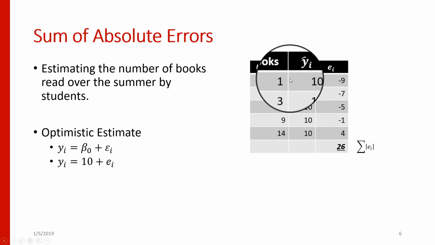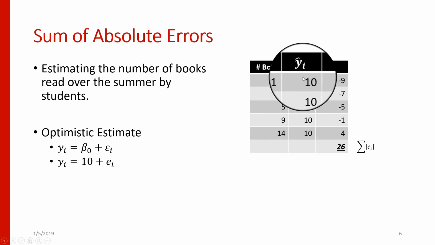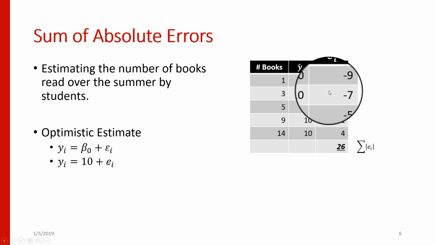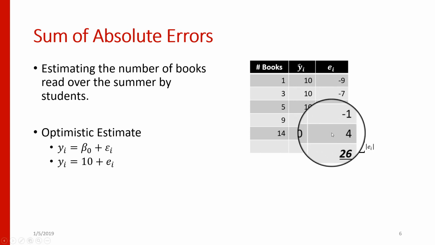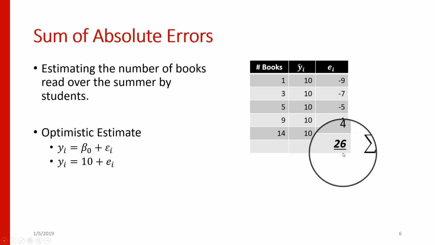So maybe I take an optimistic estimate. Maybe I'm a teacher who thinks my students are really intrinsically motivated, and I'm going to estimate they all read 10 books over the summer. Well, now this is going to lead to a very different distribution of residuals. You can see now we have a mix of negative and positive residuals. But if I take the sum of those absolute values, I get 26. So again, better than the pessimistic estimate, but this seems fairly errorful. 26 is a lot of books to be off by.